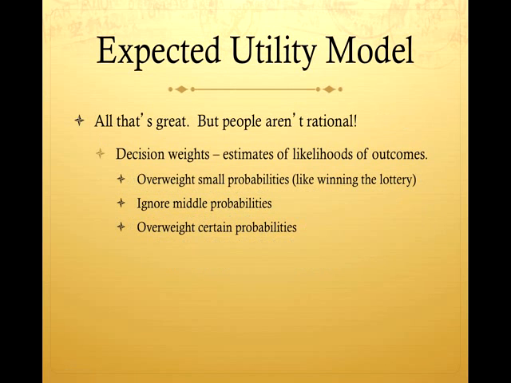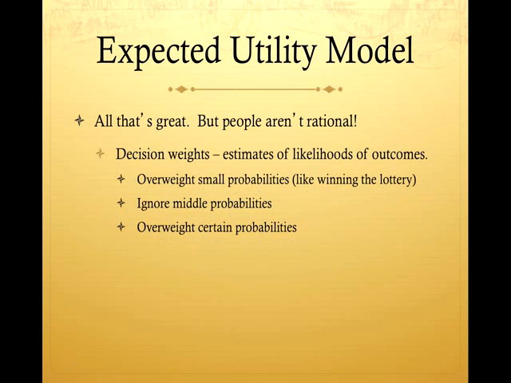So how can we test the expected utility model? People aren't rational. They're pretty terrible at rationality. So does this model work? Okay, so we can look at decision weights, those beliefs, the estimates of likelihoods of outcomes. Beliefs and decision weights are basically the same thing.